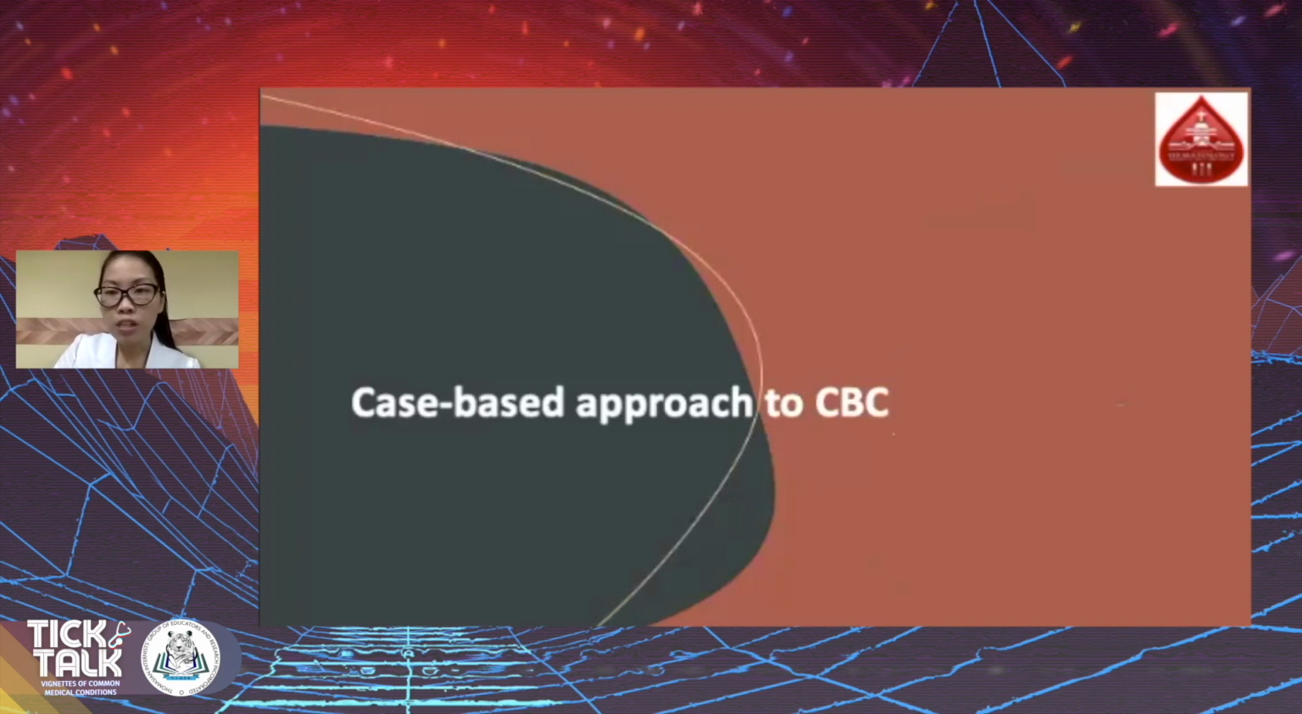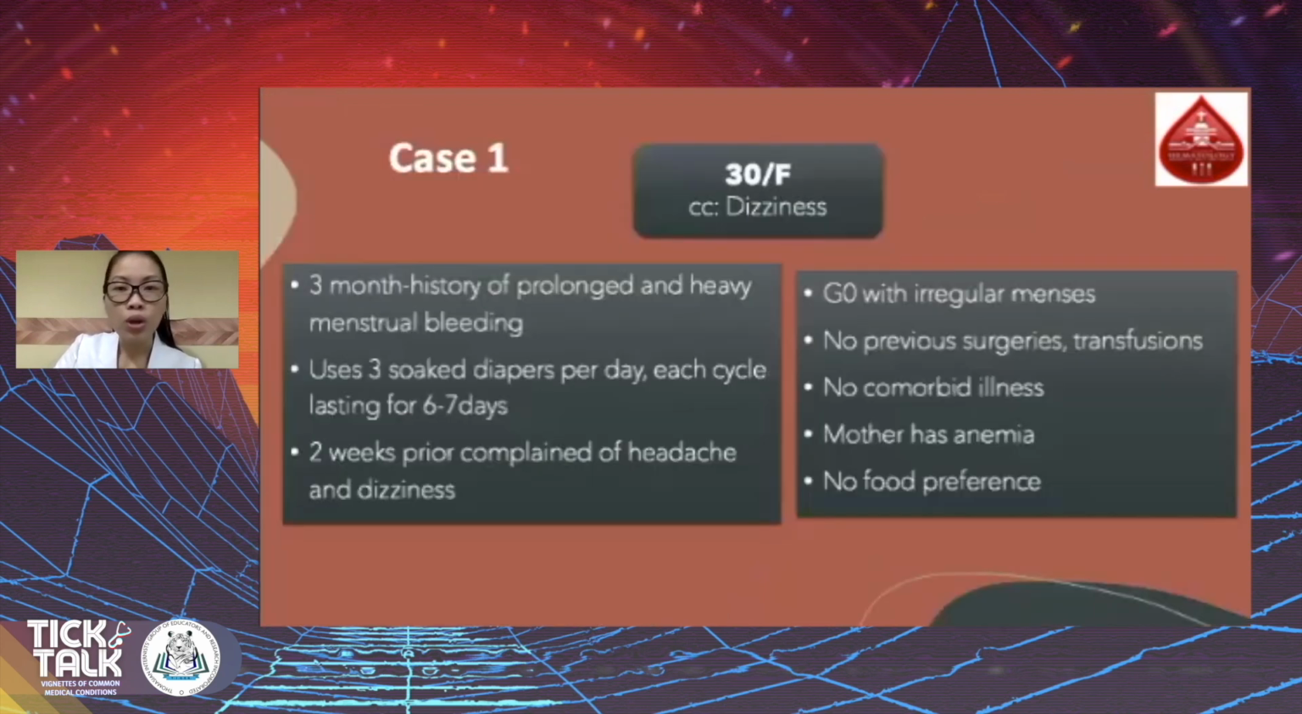To make things easier to grasp, let us have some applications. We have prepared here three cases for you. First, we have a 30-year-old female who came in due to dizziness. She has a 3-month history of menometrorrhagia, uses 3 soaked diapers per day, each cycle lasting for 6 to 7 days, and complained 2 weeks prior, started headache and dizziness. She didn't have any pregnancy in the past. Her past medical history is non-contributory, and her mother claims to have anemia.